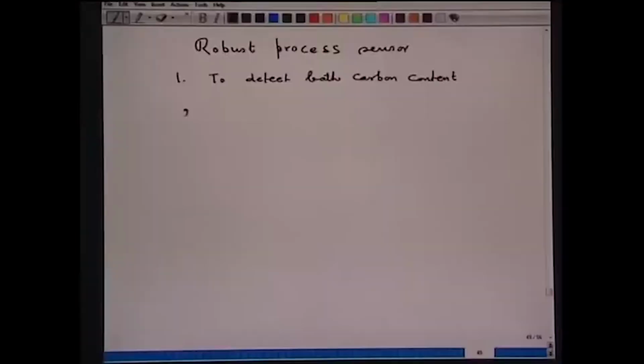Second, to measure temperature. For that, you have to dip into the metal bath or slag bath, wherever. Require a sensor to know the onset of slopping, to control the height of the slag, and waste gas composition.